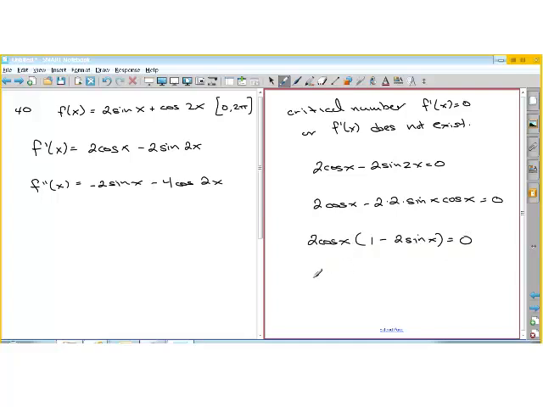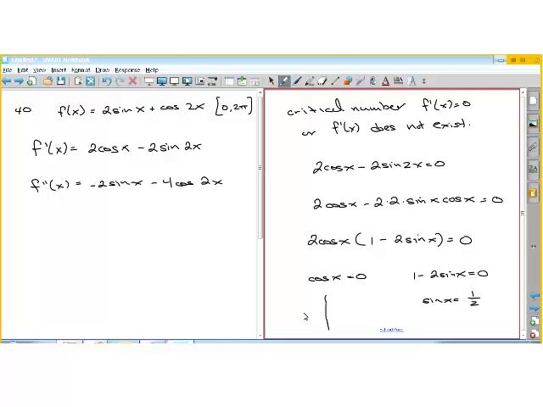So there are 2 cases where this goes to 0: when the cosine of x equals 0, and when 1 minus 2 sine of x equals 0. Okay, so we can solve for the sine of x. We'll get the sine of x is equal to 1/2. So now, what values of x between 0 and 2 pi make the cosine 0?